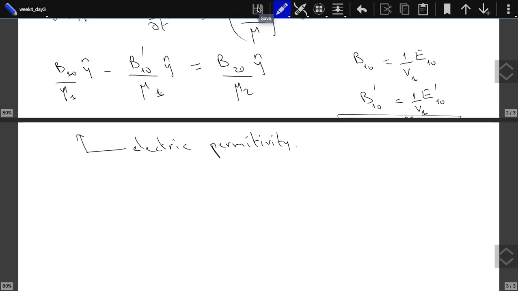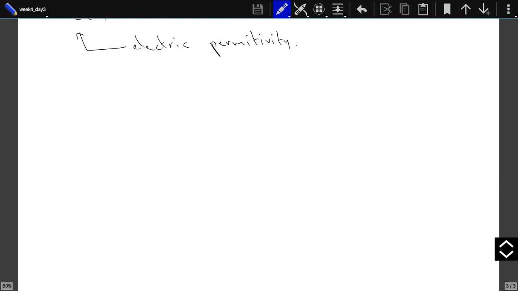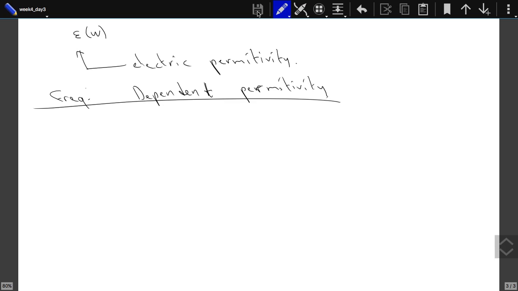Okay, so after this small introduction, let's come back to our case where, as I had claimed, I would like to first see, is it possible to have the dielectric constant frequency dependent, sorry. Permittivity.